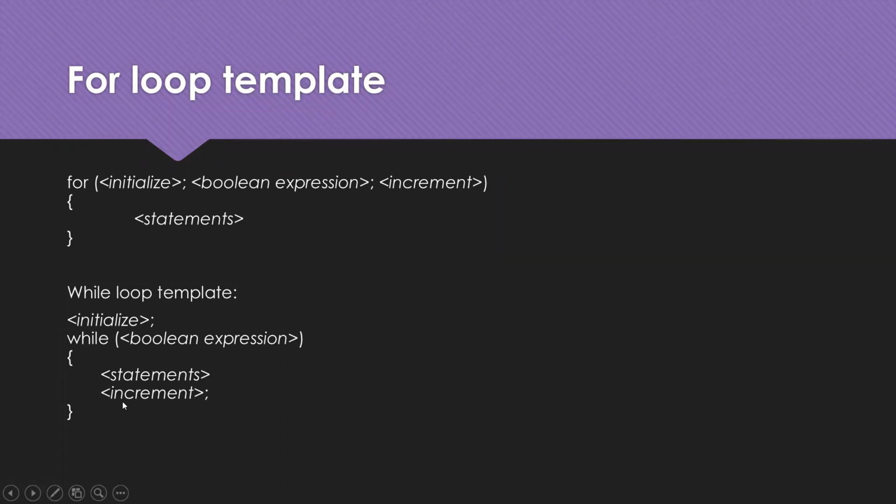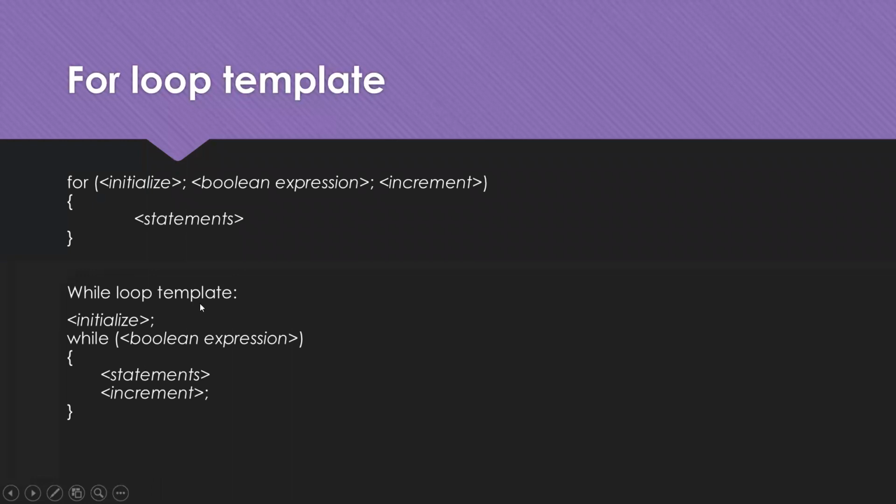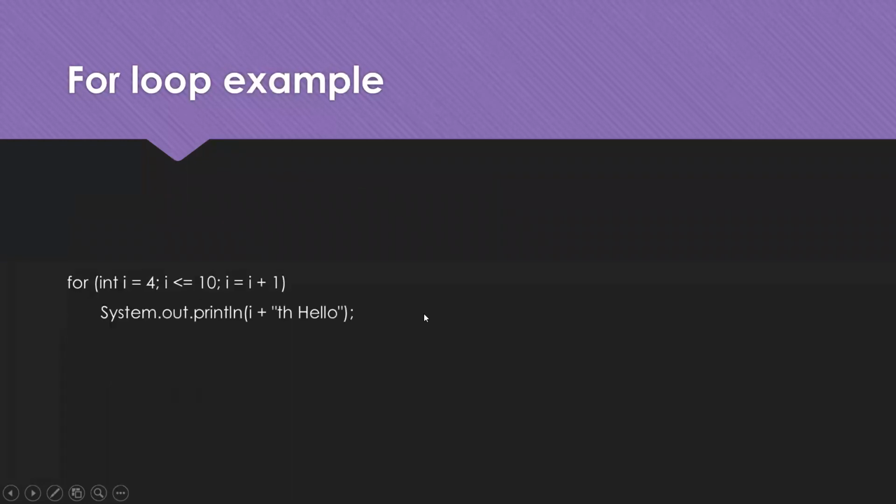So normally if you are working with the while loop, you write these statements, and these govern whether the loop will run or not. So this is the expression of the for loop, and this is the expression of the while loop. Now looking at the for loop, you can see over here I have written for int i is equal to 4, i is less than equal to 10, and i is equal to i plus 1.